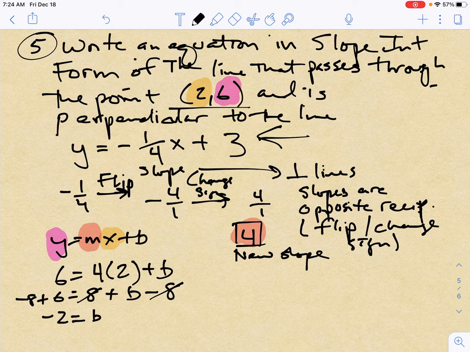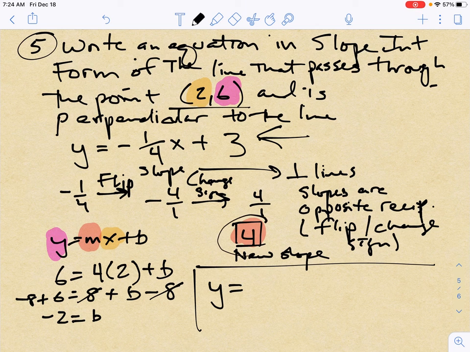So now my new equation, all right, so my finished equation is going to be y is equal to, take your new slope, which is 4x, and then my plus b is minus 2. All right, so y equals 4x minus 2. And then you can see clearly from this that it's a very different line, but you can see that the slope is the reciprocal of it, and it's the opposite sign. So it's the opposite reciprocal, which is what we want.